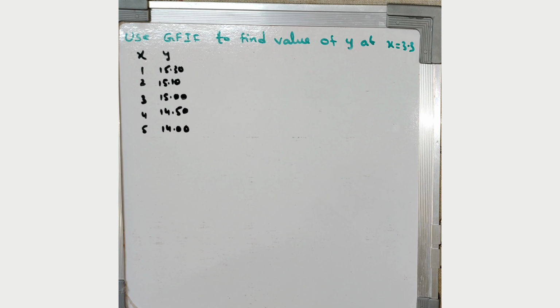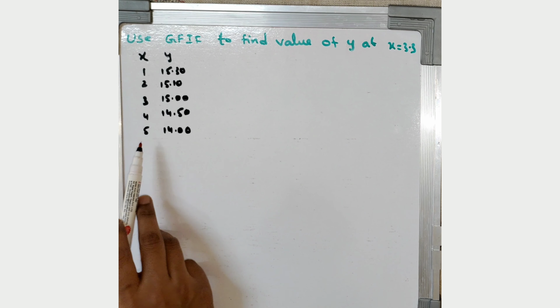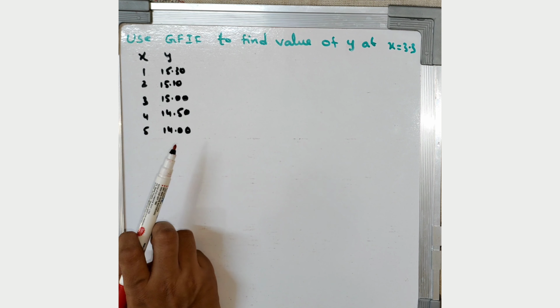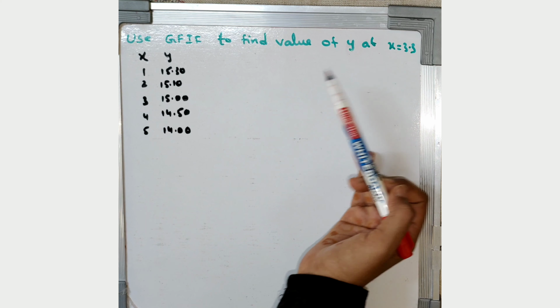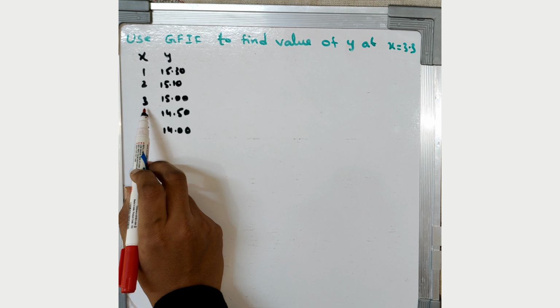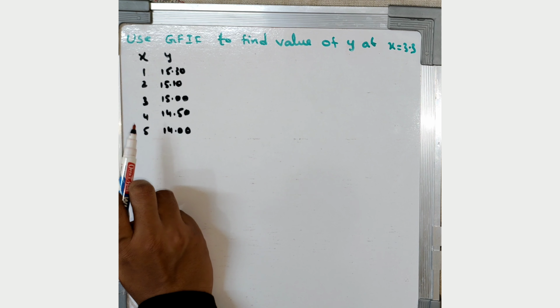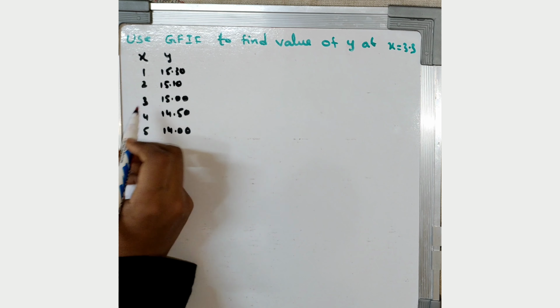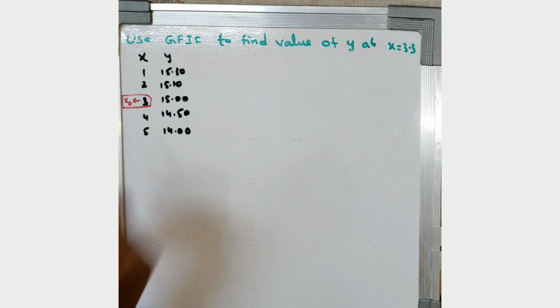So let's talk about the Gauss forward interpolation formula with an example. Here is the data of x and y values. Now we have to find the value of y at x equals 3.3. Here we don't have the value of y at x equals 3.3, so we have to use the Gauss forward interpolation formula. Consider the origin. The origin will be x naught, so x naught here is 3. This is our origin now.